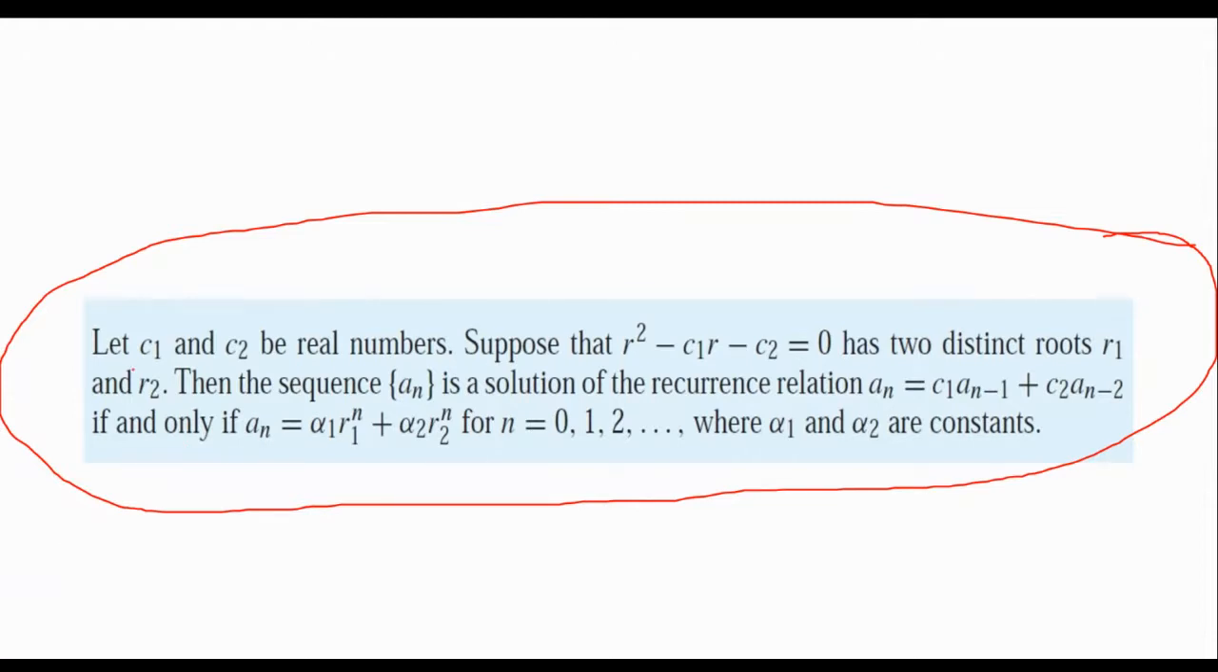We said that if we have two real numbers, C1 and C2, suppose that we have such an equation. You use these real numbers here, C1 and C2. R is a variable, and this equation has two distinct roots if delta is positive, as we mentioned before. So R1 and R2, we call them the roots of this equation. Now, if this is the case, we can have a bijection. Here we say that the sequence a_n is the solution of the recurrence relation.